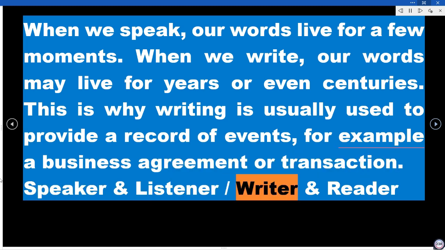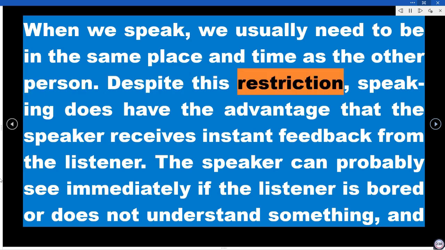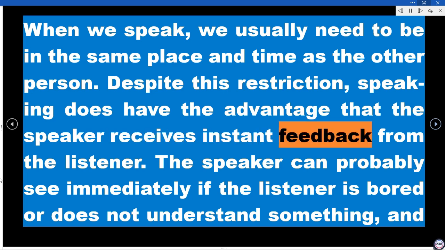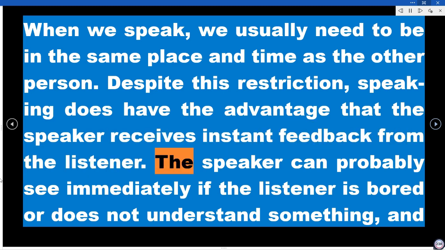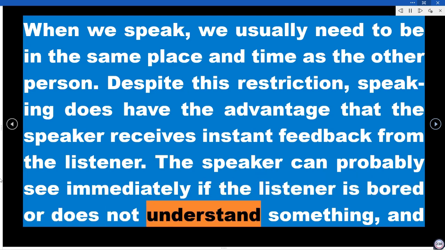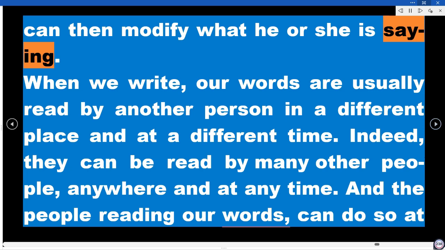Speaker and listener, writer and reader. When we speak, we usually need to be in the same place and time as the other person. Despite this restriction, speaking does have the advantage that the speaker receives instant feedback from the listener. The speaker can probably see immediately if the listener is bored or does not understand something, and can then modify what he or she is saying.